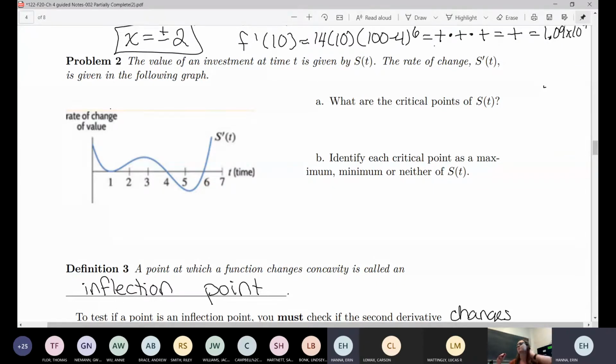All right, now let's jump into this. So we have this investment given by S of t, but notice that the graph we're given isn't S of t, we're given S prime of t. So we're given the derivative graph, but we still want to talk about the normal one as well.